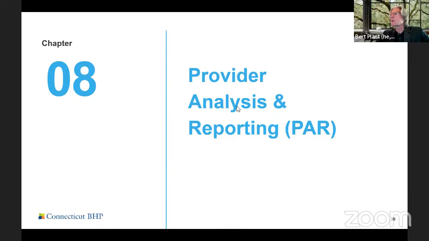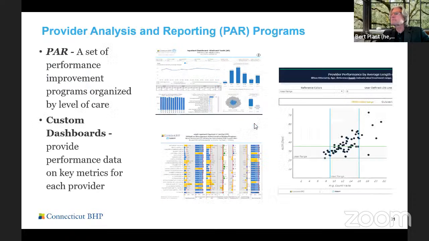And now I'm just going to move on to our provider analysis and reporting program. These are just some of the dashboards that we use. So what they are is a set of performance improvement programs organized by level of care. So for instance, we have inpatient psychiatric level of care. We have withdrawal management level of care, home health, intensive outpatient, et cetera, psychiatric residential treatment facility. And we bring together all the providers under Medicaid that deliver those services. We create a set of metrics that allow them to look at who they're serving, how well they're serving them, what some of their standard performance indicators are related to length of stay, readmissions, et cetera.